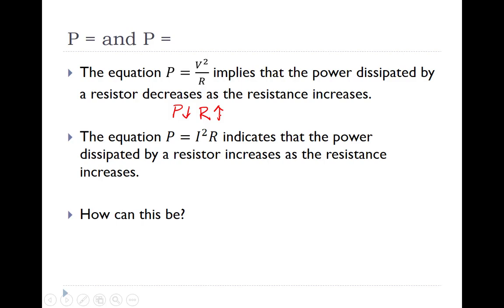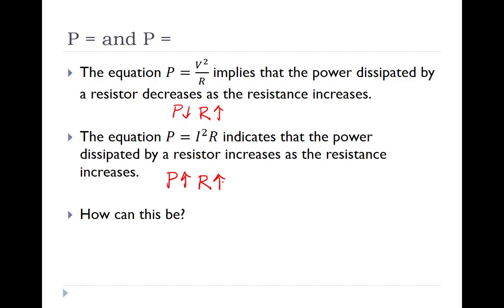If I look at the other version, power equals current squared times resistance. That says that the power dissipated by a resistor increases as the resistance increases. So power goes up as resistance goes up. And this looks very contradictory. But I've already said they're all true and they can all give you the same answer. So which one of these is correct? The key to this is thinking about what is constant and what isn't constant.